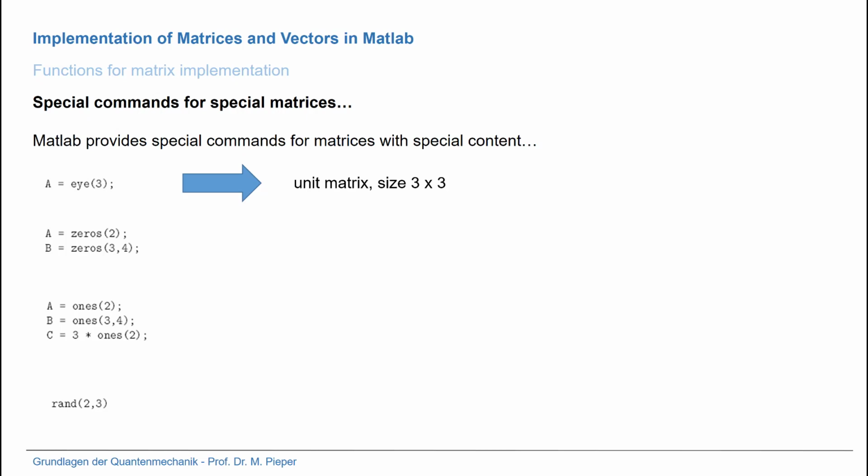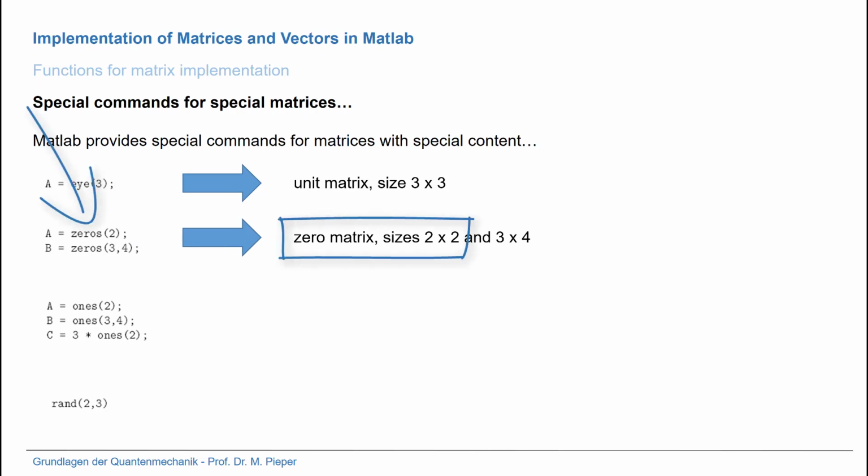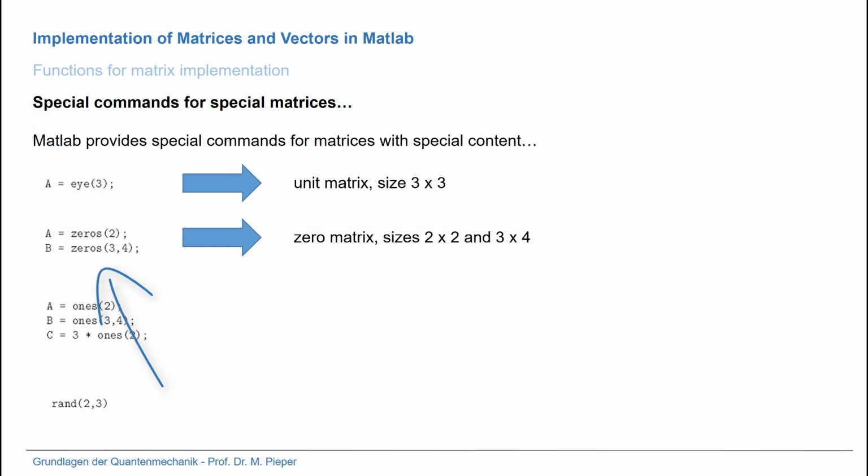The next one is zeros. Here we have two possibilities. Zeros 2 gives you a matrix which has just 0 entries, size is 2 by 2. And if you have zeros 3, 4, then you get a 3 by 4 matrix with 0 entries, that is 3 rows and 4 columns.